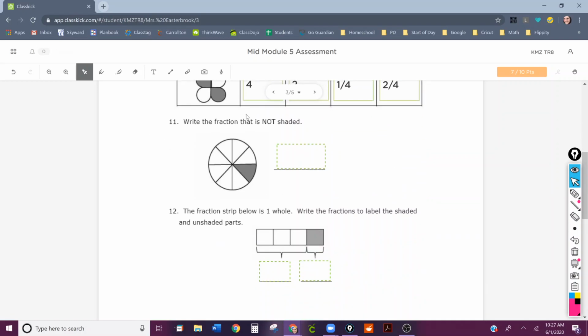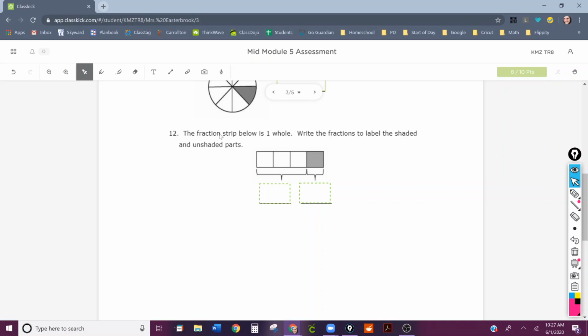Number 11, write the fraction that is not shaded. 1, 2, 3, 4, 5, 6, 7 of those pieces are not shaded out of 8 pieces altogether. So the fraction not shaded is 7/8.